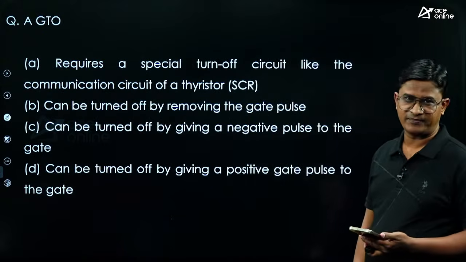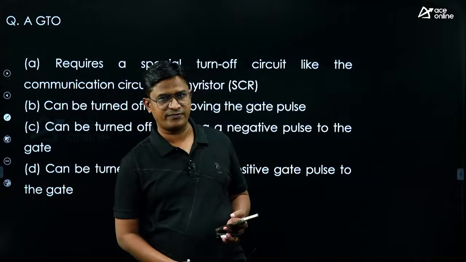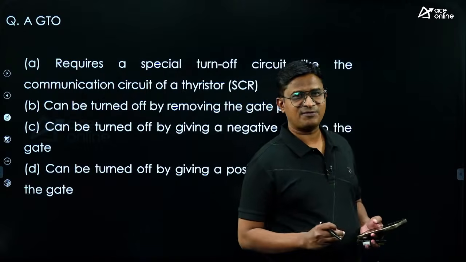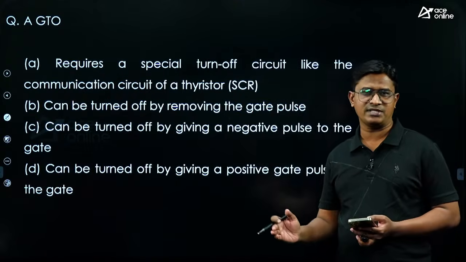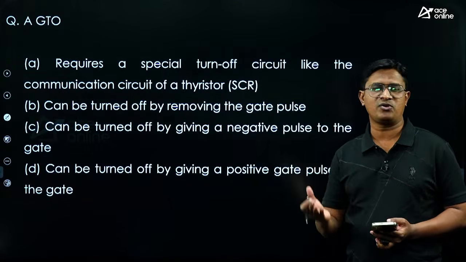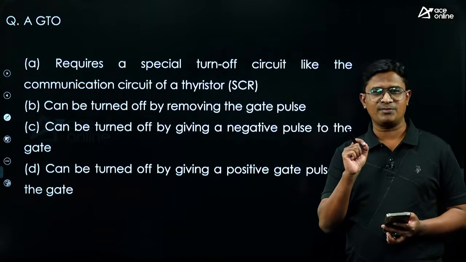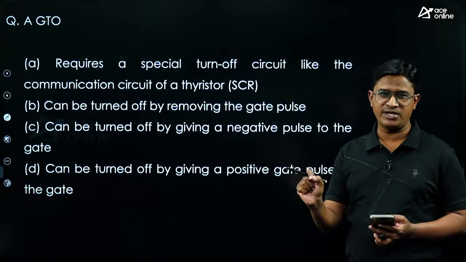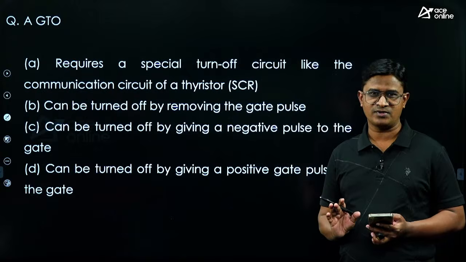this is a theory question. It is related to the GTO. GTO is nothing but gate turn off. We know GTO is a thyristor family device, but the difference between SCR and GTO is that GTO is a fully controlled device, SCR is a semi-controlled device, alright. By circulating the positive gate current, we can turn on the GTO, and by circulating the negative gate current, we can turn off the GTO, alright.